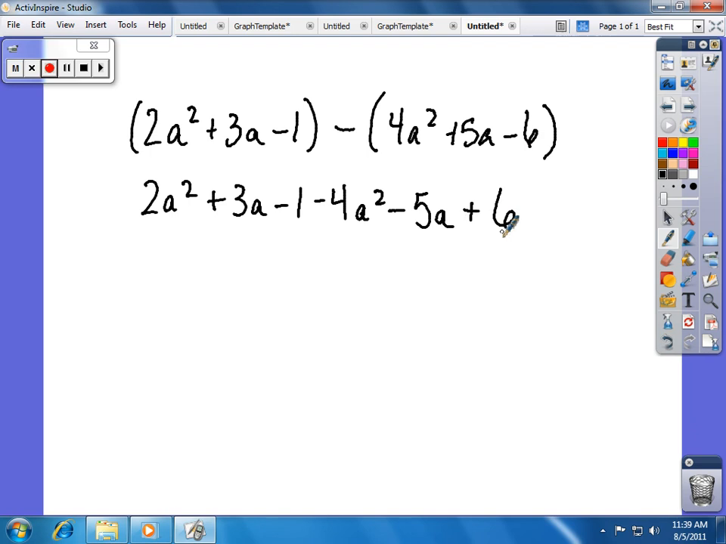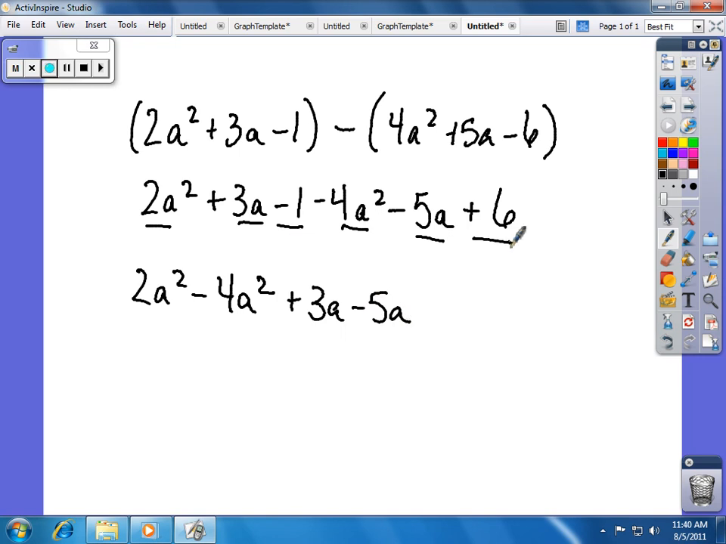Okay, and now we can start combining together our like terms. We've got two terms with a squared here, so we can put those together: 2a squared minus 4a squared. We have two terms with a, so we've got a positive 3a minus 5a. And we have a negative 1 and a positive 6: minus 1 plus 6.